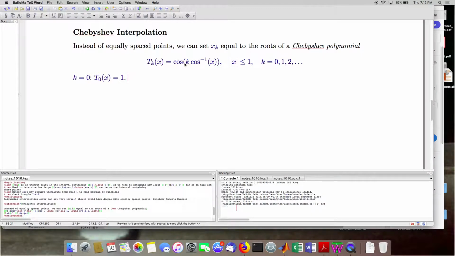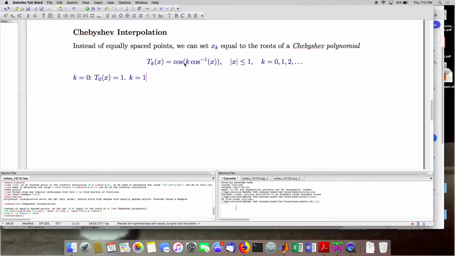Okay. Now we have k equal 1. So T_1 of x. We plug in k equal 1. So now we have cosine of inverse cosine of x, which is what?